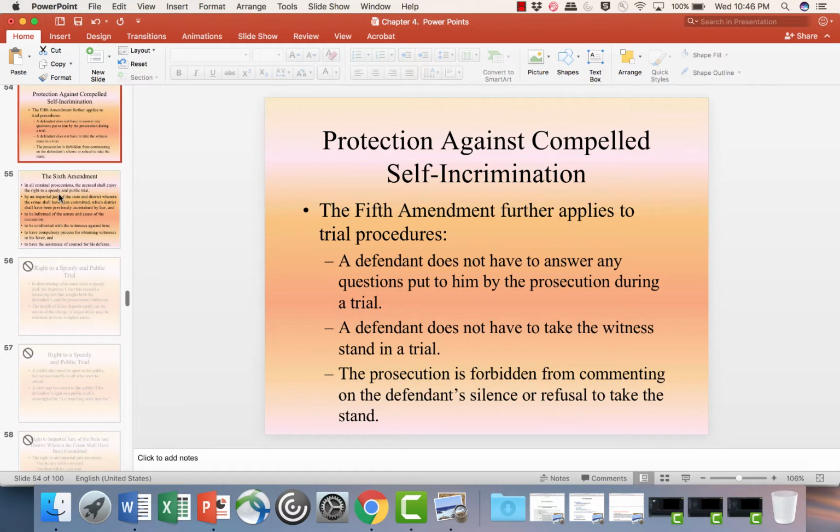And so just being able to tell them that they don't have to incriminate themselves. So the Fifth Amendment further applies to trial procedures. A defendant does not have to answer any questions put to him during a trial, because remember, the onus is on the prosecution. They have to prove the case, not the defendant. The defendant doesn't have to take the witness stand, and the prosecutor is forbidden from commenting on the defendant's silence. So the Fifth Amendment covers that as well.